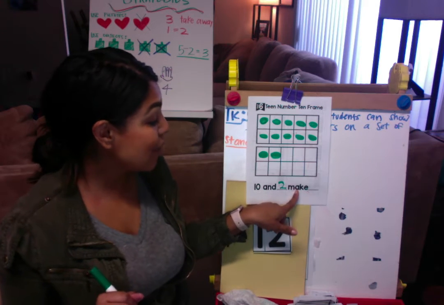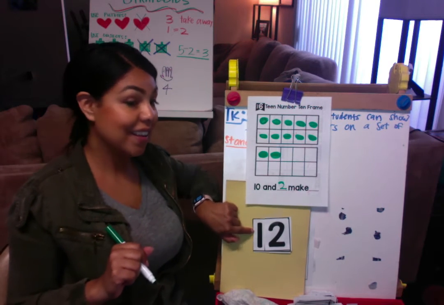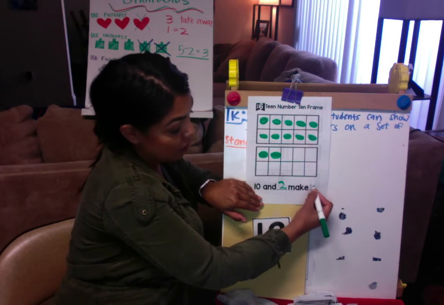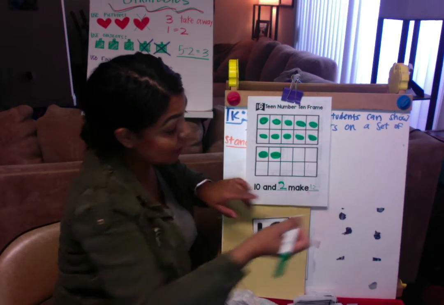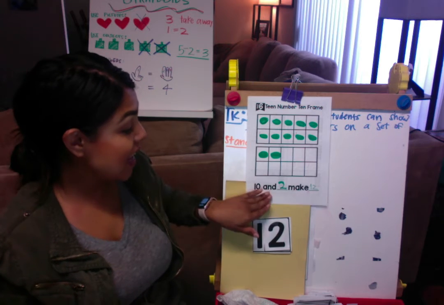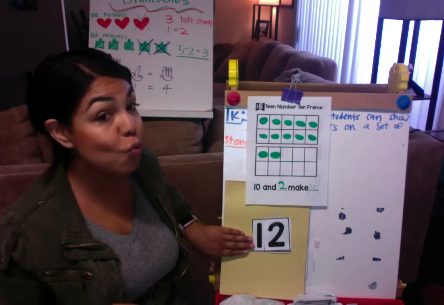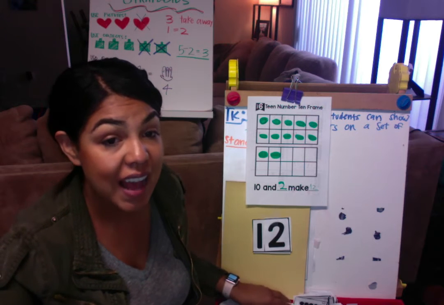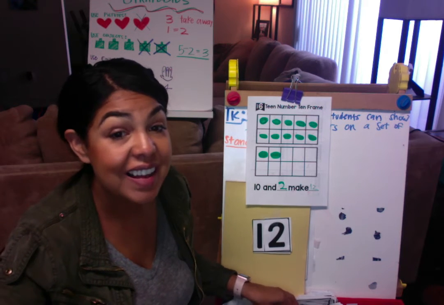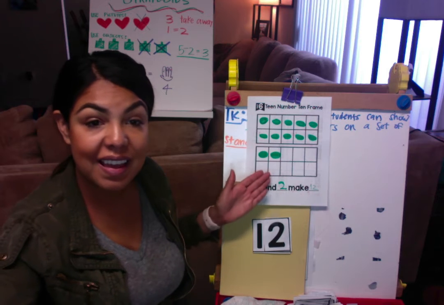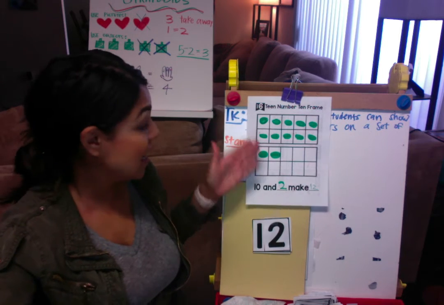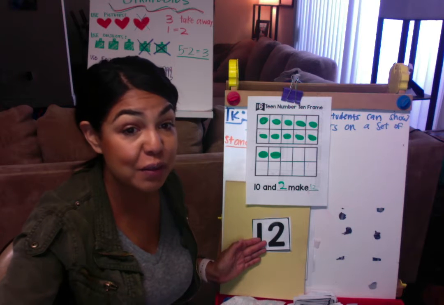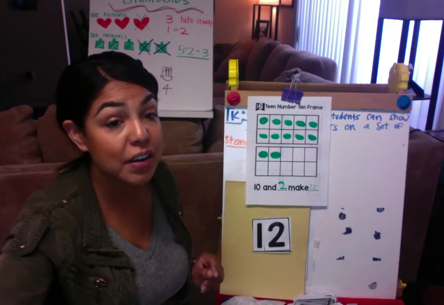Good. And how many does that make? This number. What's that number? 12. Everyone say 12. 10 and 2 make 12. Very good, boys and girls. So now we know how to look at a 10 frame and add: we have 10 and 2 extra. Yes, that makes 12. 10 and 2 make 12. Very good, boys and girls.